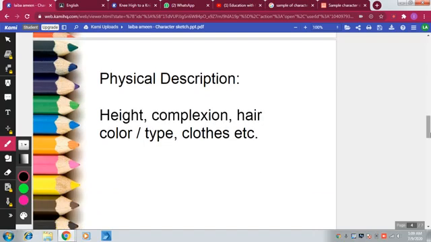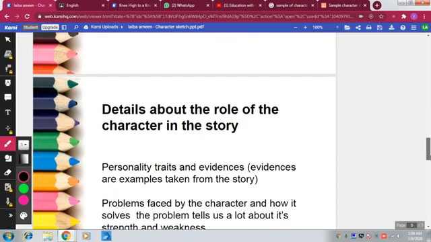Now the second paragraph will have the physical description. But what to write in the physical description? Height, long or short; complexion, dull or fair; hair color, black or brown, and the type as well, curly, straight, etc. Clothes, which color clothes he's wearing, shorts, pants. So like that, you have to write the physical description.